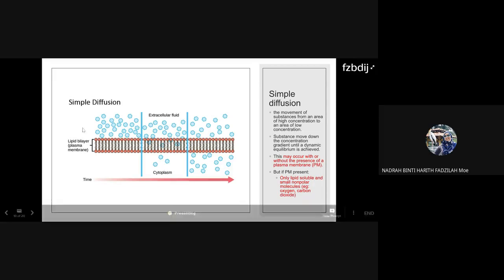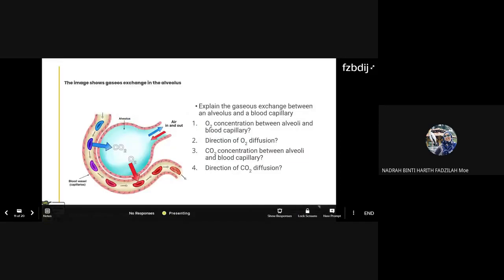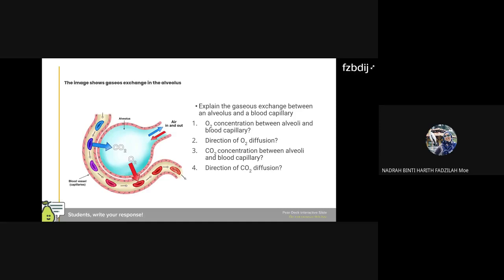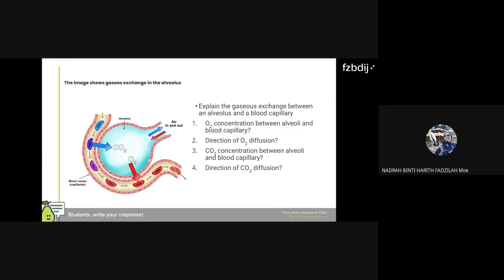Okay, so kita tengok pula aplikasi dia pada human anatomy. Okay, application in human anatomy. Can you use the principles of simple diffusion to explain gas exchange in alveolus? Macam mana nak explain menggunakan prinsip simple diffusion untuk explain gas exchange dekat sini. Jom kita cuba.